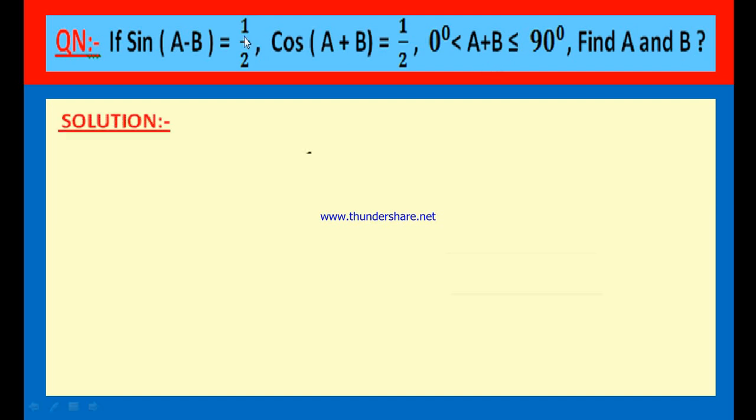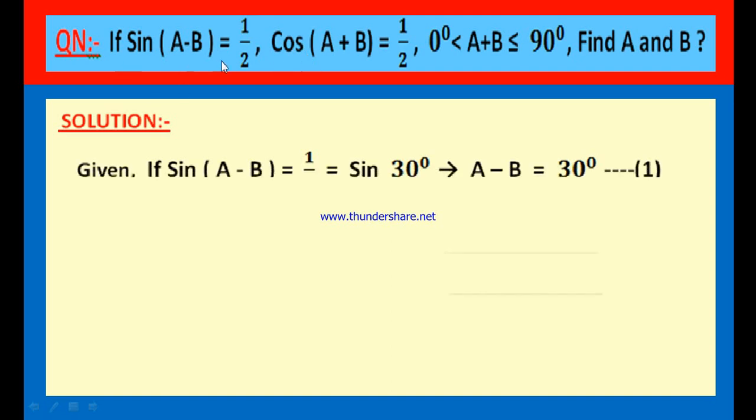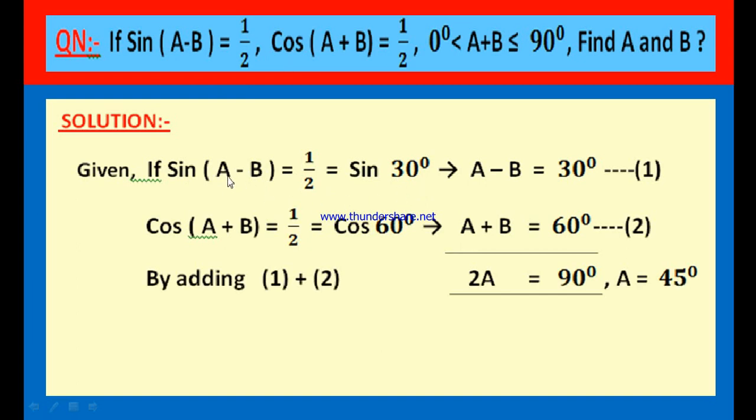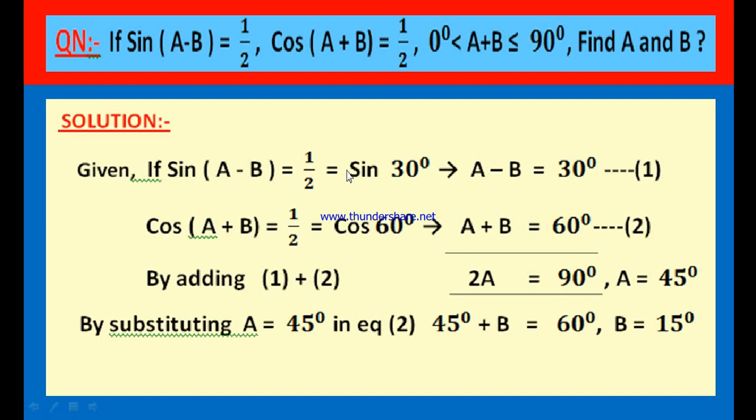We have given two equations here. This is the first equation and it is the second equation. Let us consider sin of A minus B is equal to 1 by 2. This 1 by 2 in sin is equal to sin 30 degrees. Therefore, sin of A minus B is equal to sin 30, or A minus B is equal to 30 degrees. A minus B is equal to 30 degrees is the first equation.